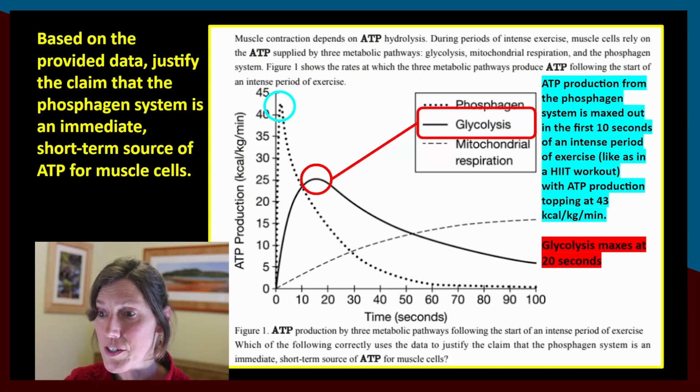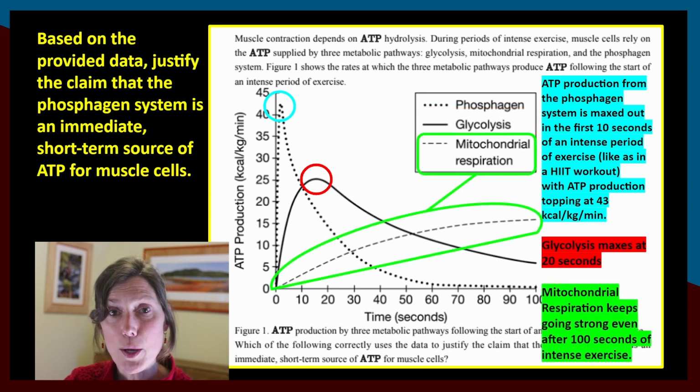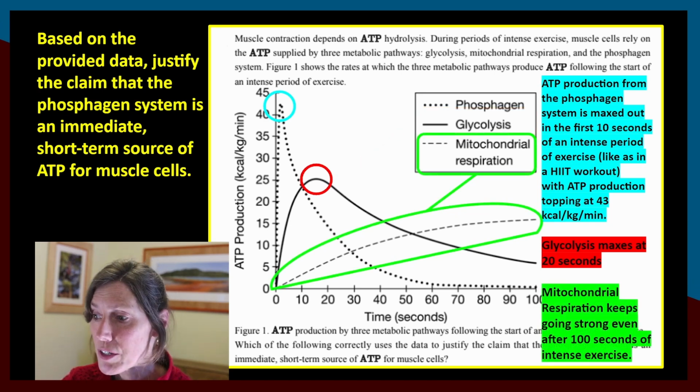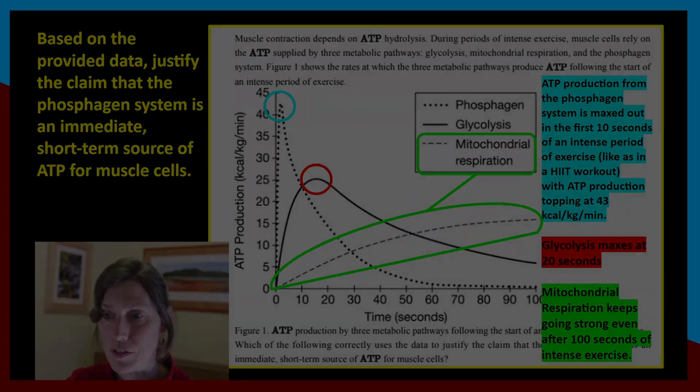Glycolysis, on the other hand, maxes out at about 20 seconds. Finally, mitochondrial respiration keeps going strong, even after 100 seconds of intense exercise. So the curve doesn't really drop off. It keeps rising slowly. Obviously, it never peaks like the other two systems.